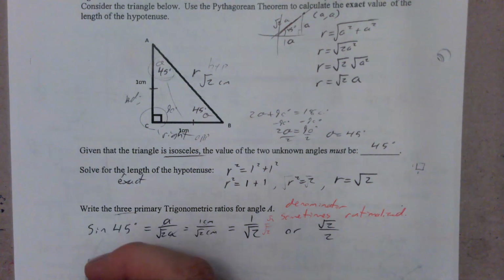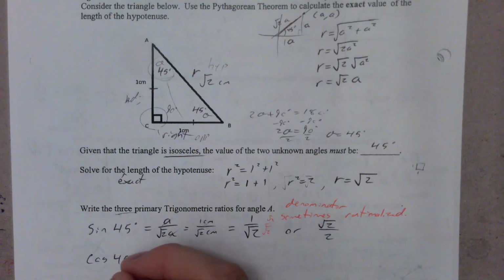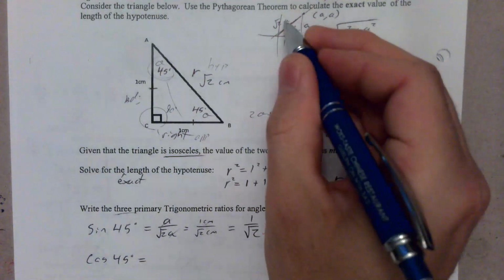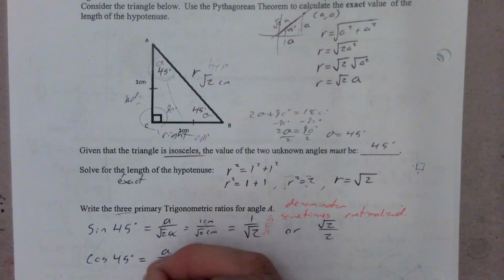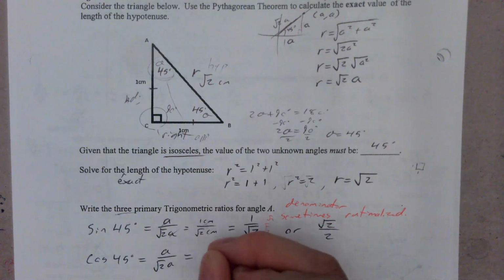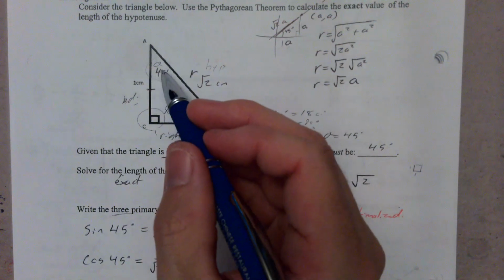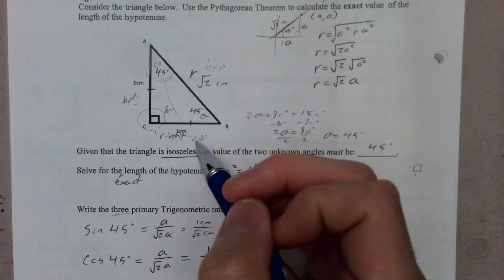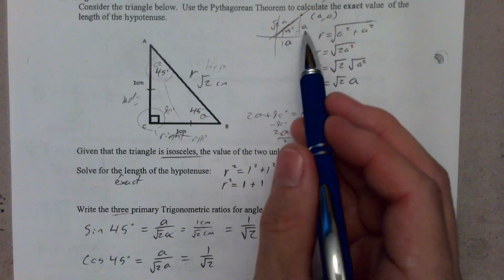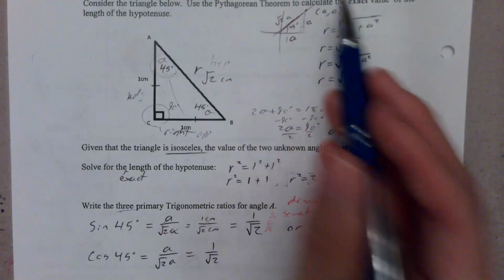The other primary trig ratio, the cosine of 45 degrees, is going to be the ratio of x to r. Well, notice that my x value is the same as my y value. That's also going to give me 1 over root 2. 45 degrees is special because your adjacent and your opposite are going to be the same. Your x-coordinate and your y-coordinate are going to be the same along the line y equals x.